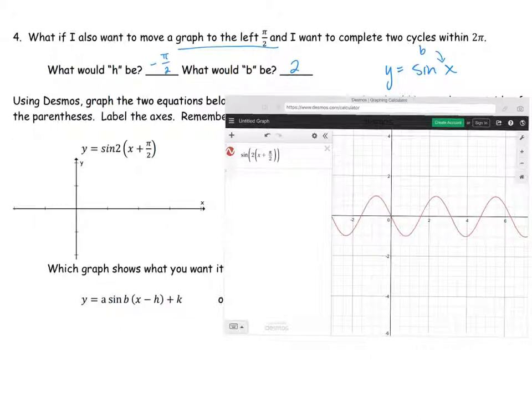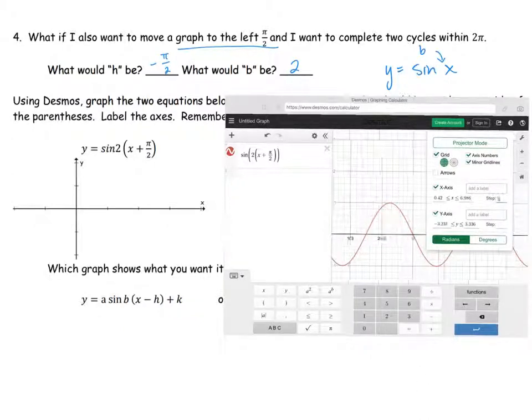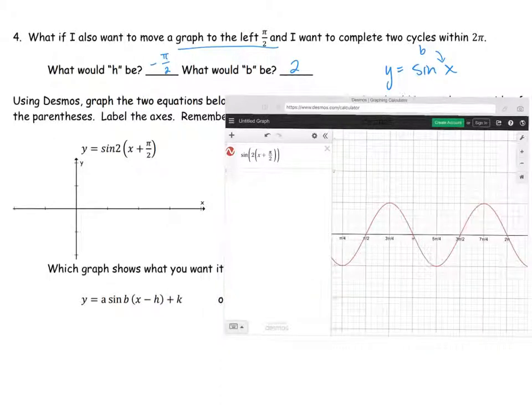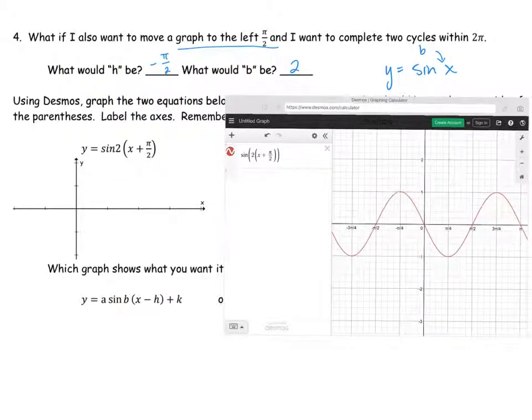And what we wanted, actually, when we go into this, let's change our settings to be pi over 4. There we go. All right, so we wanted our graph to start pi over 2 to the left, so right here, and we wanted it to complete 2 cycles within 2 pi. So let's get rid of that for the moment.